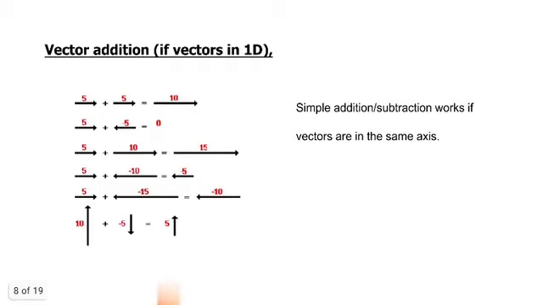Okay, this is the second part. Vector addition. Again, reminder. Madali lang yung vector addition kapag yung mga vector arrows ay nasa same axis. Ibig sabihin nito, halimbawa, ito pareho silang nasa x-axis, ito pareho silang nasa y-axis. So, madali lang kasi gagana yung iyong arithmetic.